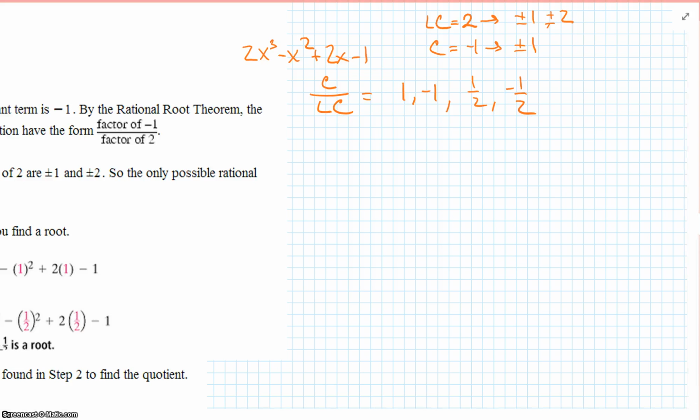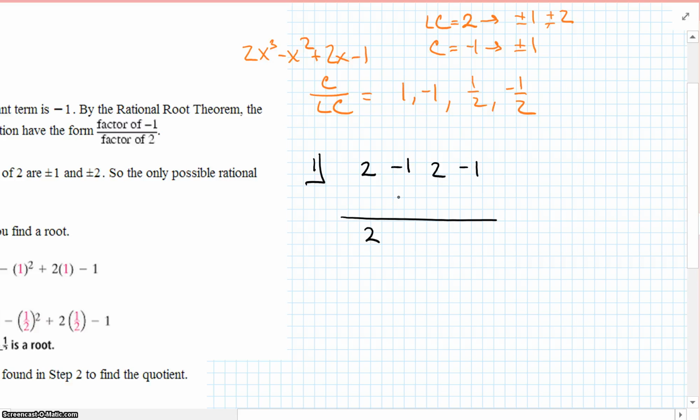Okay, so again, I'm going to do synthetic division. So the coefficients are 2, negative 1, 2, negative 1. So let's do 1 first. Drop the first coefficient. 2 times 1 is 2. Negative 1 plus 2 is, sorry, positive 1. So 1 times 1 is 1. 2 plus 1 is 3. 3 times 1 is 3. Negative 1 plus 3 is 2. So 1 doesn't work.